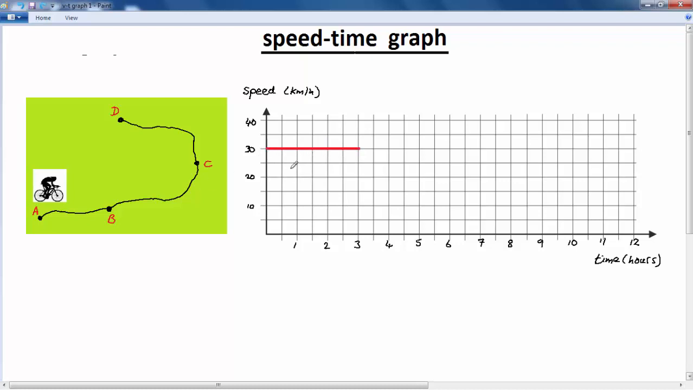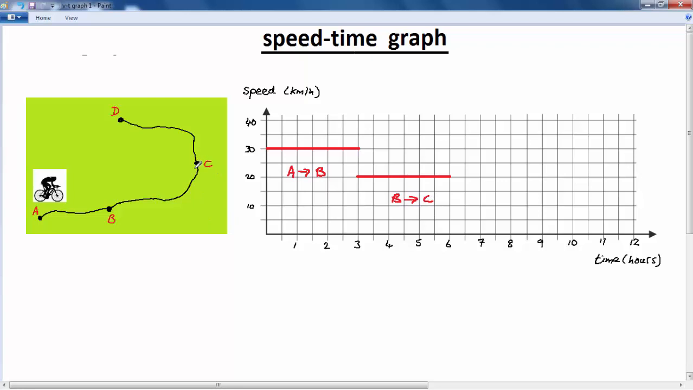So that's from A to B. She travels at 30 kilometers per hour. Then when she gets to B, she slows down to 20 kilometers per hour and she travels at 20 kilometers per hour for 3 hours. From B to C, she travels at 20 kilometers per hour.